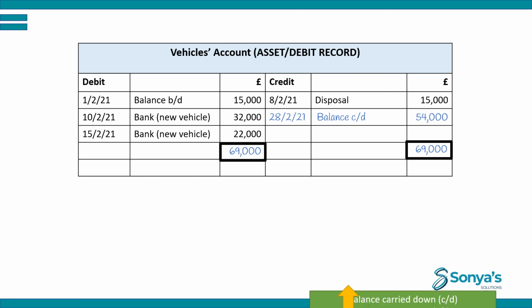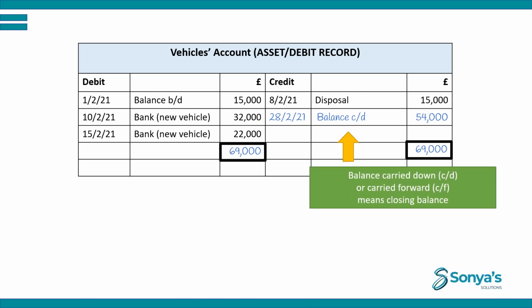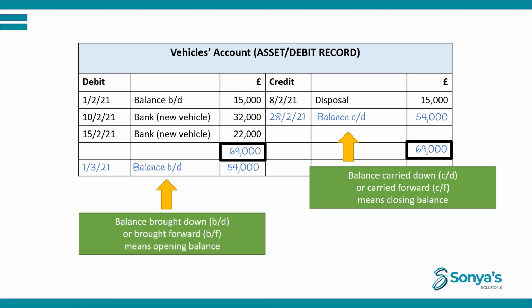Balance carried down means closing balance. On the 28th of February, the closing balance is £54,000 and it is carried down or carried forward to the next month. Therefore, on the 1st of March, the balance is brought down or brought forward from the previous month as an opening balance for March. The account is now ready for any transactions that happen in March.